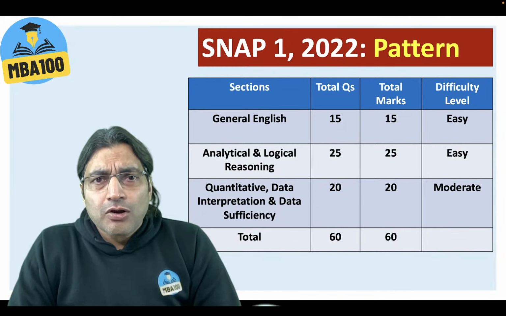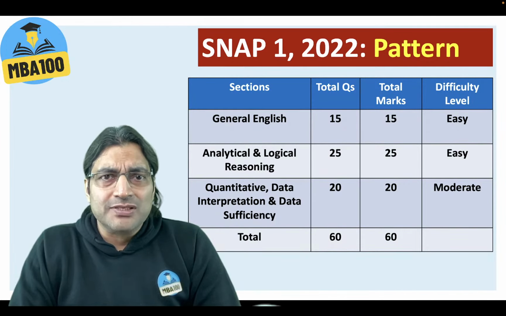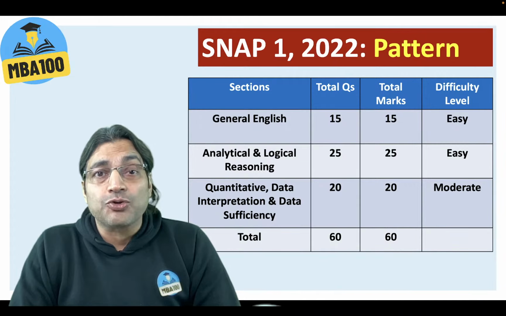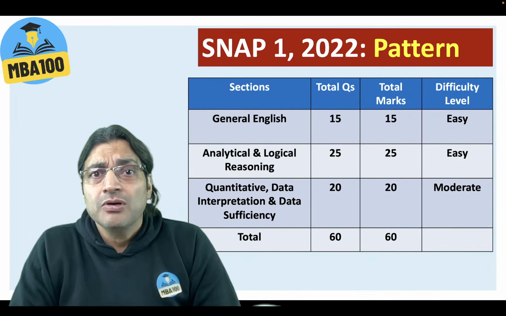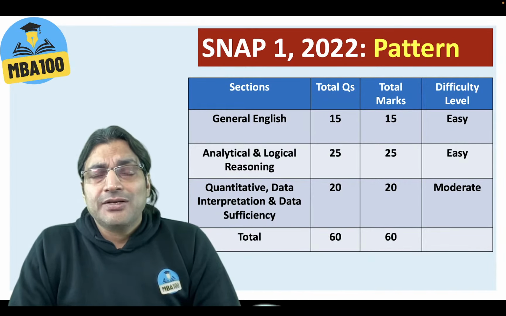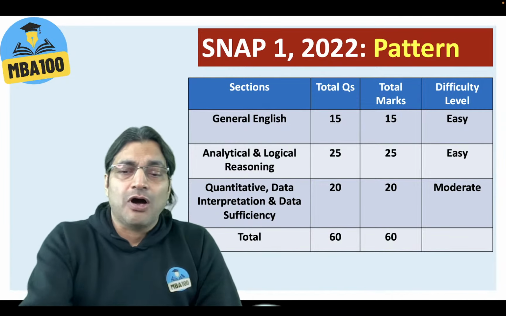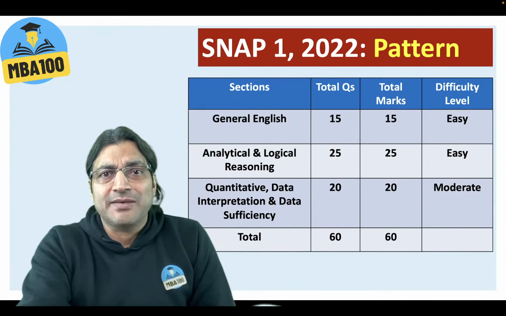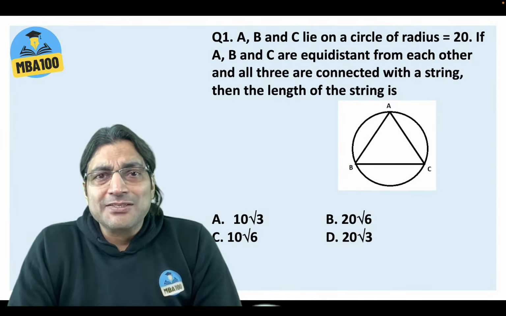Overall, I believe that the level of difficulty of this test was what it was in the year 2021, and hence the cutoffs of 2022 would be comparable to the cutoffs of 2021. A score of 38 to 40 should be able to give you calls from IBMs also. So how many questions did you attempt in the examination? Please do let me know. And let's start discussing all quantitative aptitude questions.